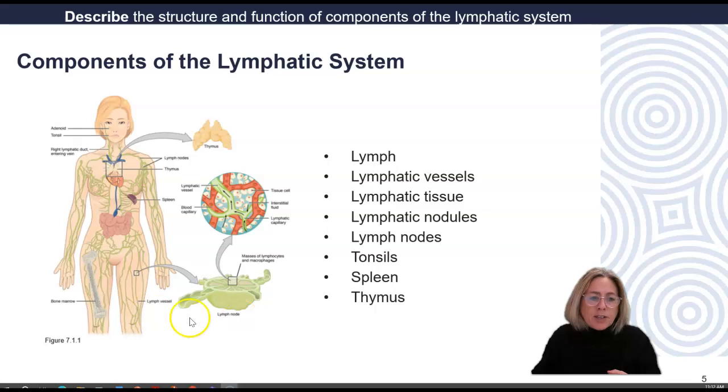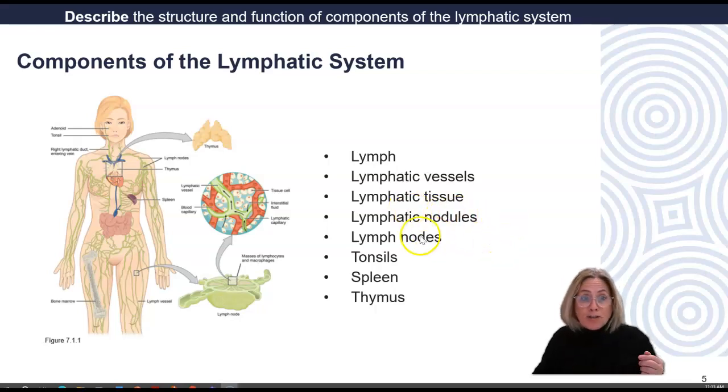So we do have this series of lymphatic vessels that carries the lymph. Some of these are really small and we call them lymphatic capillaries, and then they get larger into these lymphatic vessels that we'll talk about in a minute. Lymphatic tissue then is rich in T lymphocytes, B lymphocytes, but also dendritic cells, macrophages, and other immune cells as well. We have lymphatic nodules, so your tonsils are lymphatic nodules.